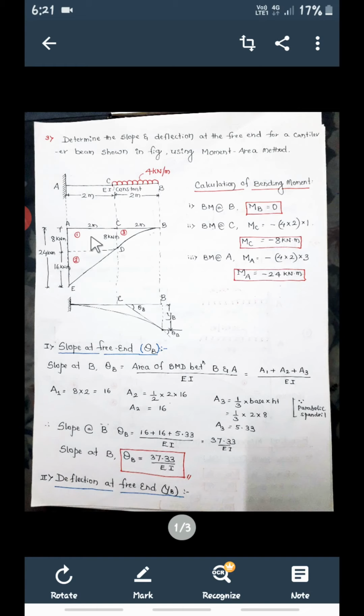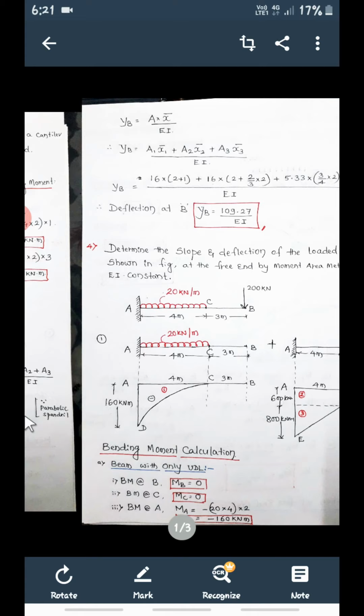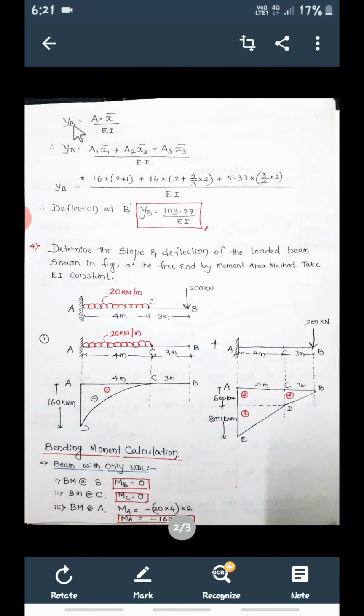Between B and A means again all three areas will come. The only change is that for each area we have to multiply x bar, that is the centroid of these areas. Where you are calculating the deflection at B, your centroid distance will be from B. Now see here, YB is equal to area into x bar divided by EI.